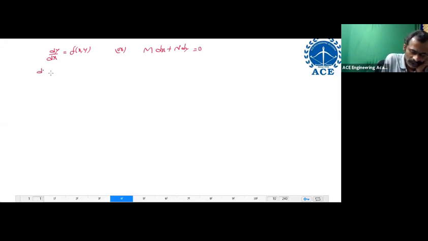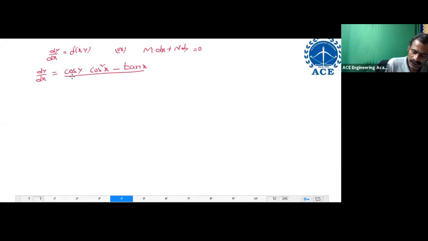dy by dx equals cos y into cos square x minus tan x divided by, don't write this, just listen to this one. Again, we go back to the previous page and we do the problem.